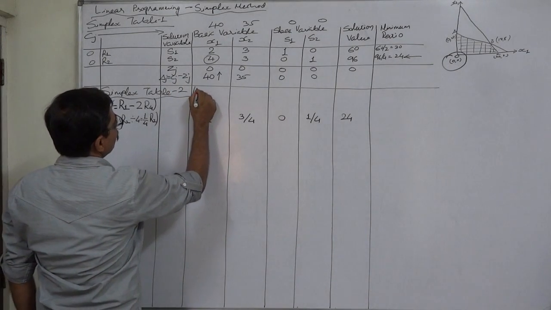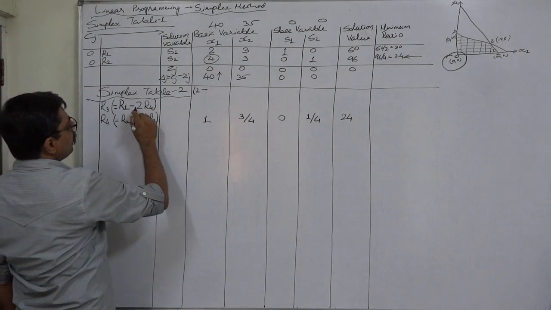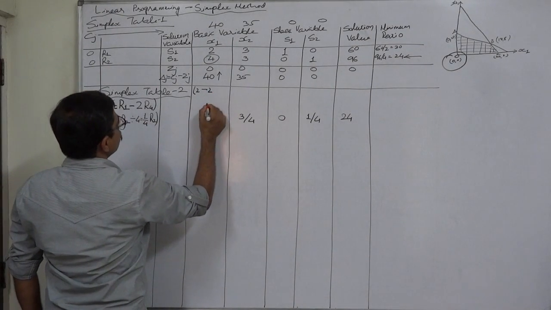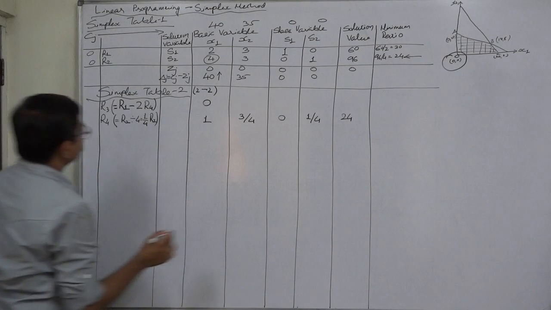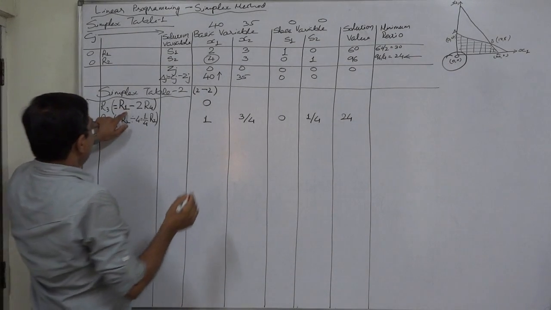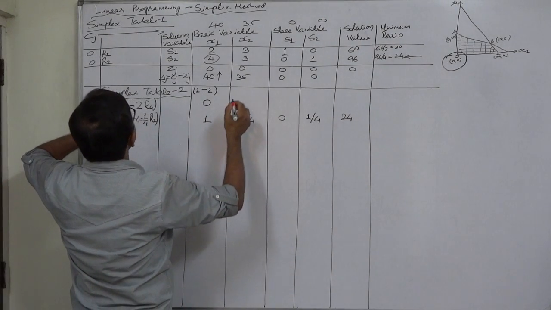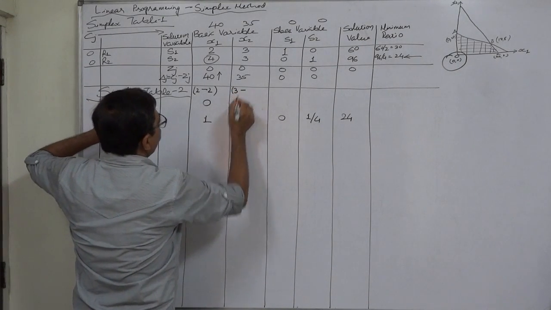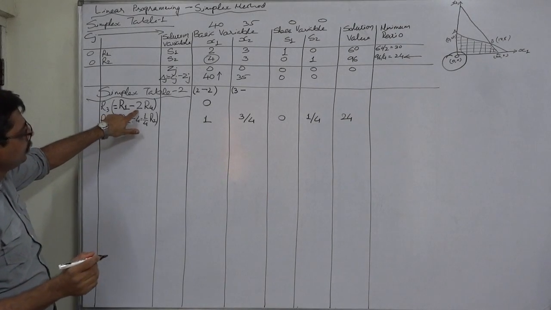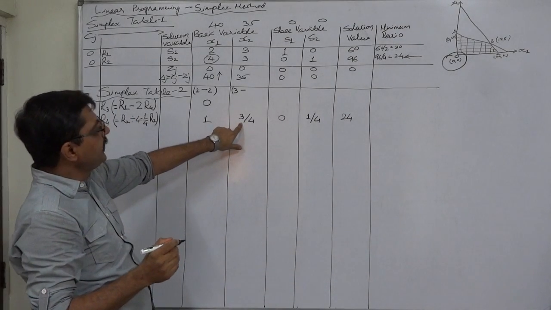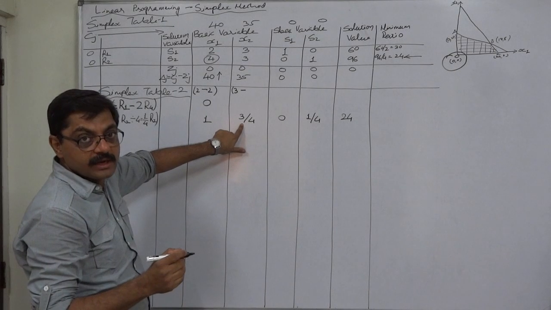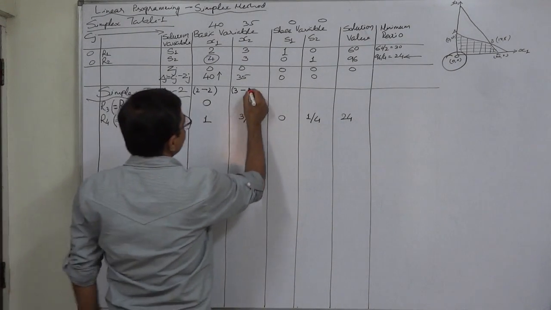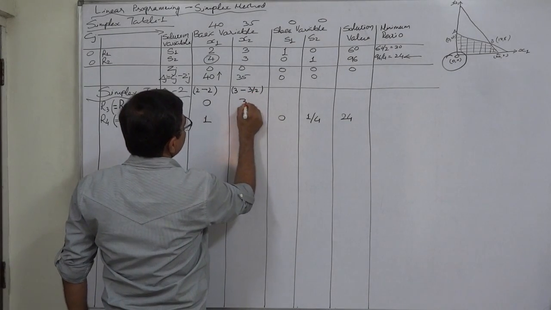Now what happens? In R1 there is 2, minus according to the formula 2 into R4, 2 into 1, that is 2, so 0 will come here. In R1 there is 3, minus 2 into R4, 2 into 3 by 4, that is 3 by 2. 3 minus 3 by 2, the result will be 3 by 2.